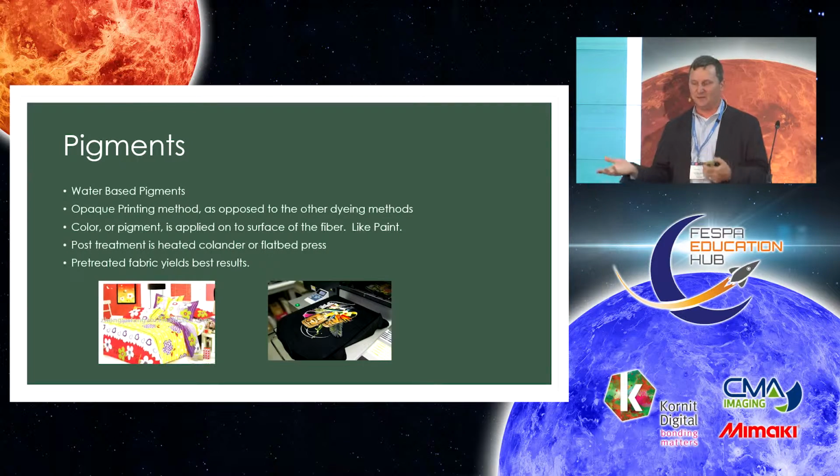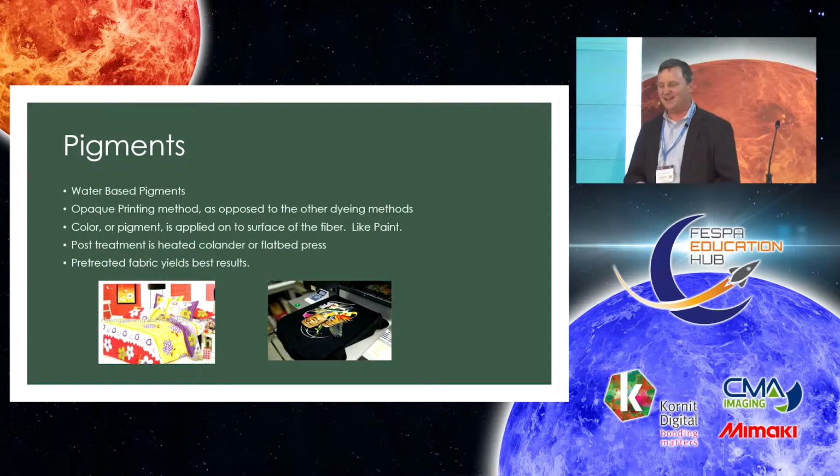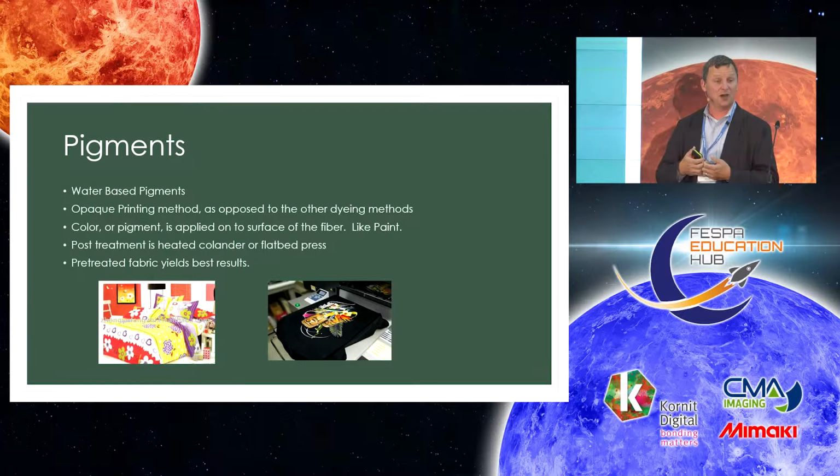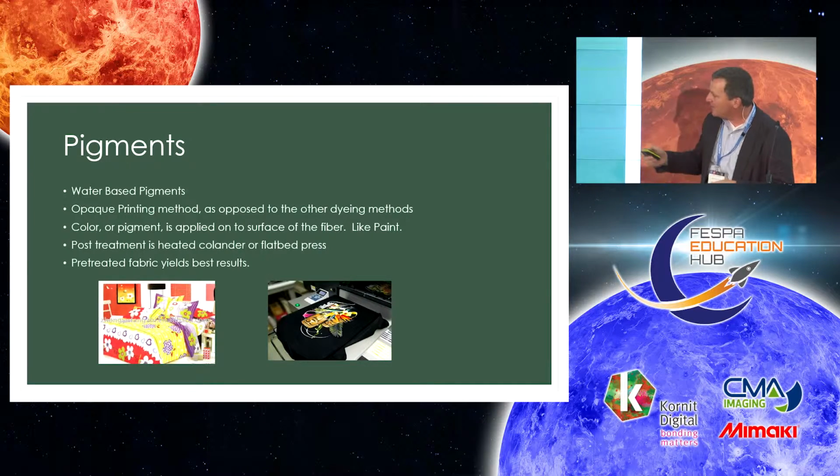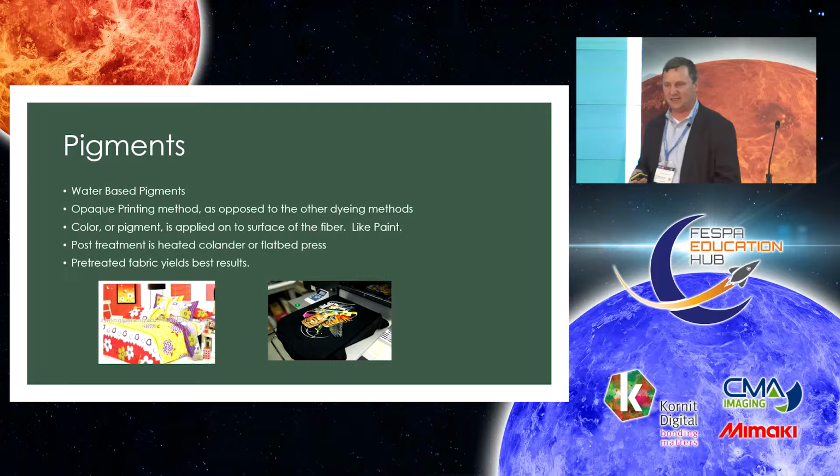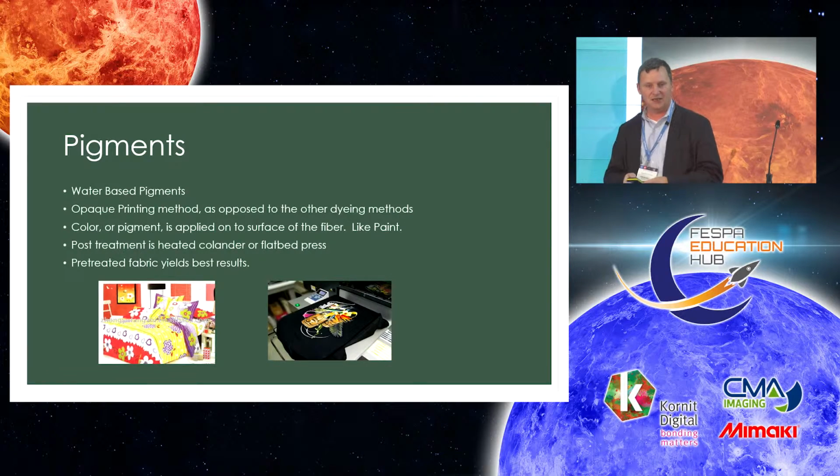So the first thing I do when I get samples of pigment printing is I go home and I put them in the washer, and I see how much dye or color is left on top of them when I get them back out. And here we've got a picture of some home decor, some sheeting, and a DTG printer.